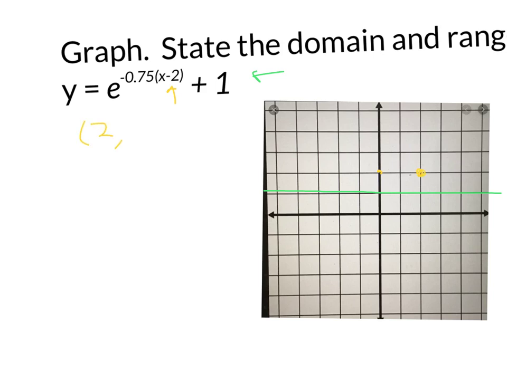Let's plug in a 2 and make sure we get a 2 when we plug it in. If I plug 2 in that parentheses, 2 minus 2 is 0. 0 times 0.75 is 0. Anything to the 0 power is 1. 1 plus 1 is 2. That's perfect. (2, 2) does work.